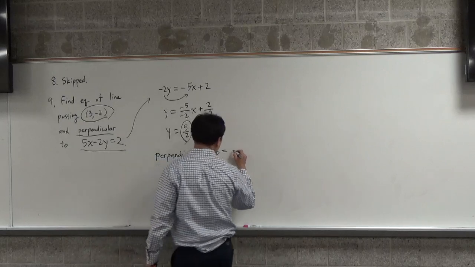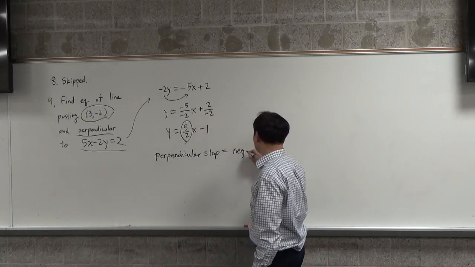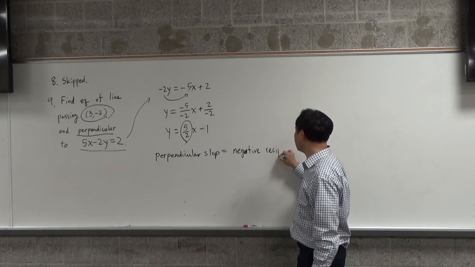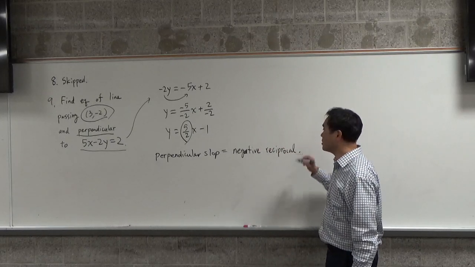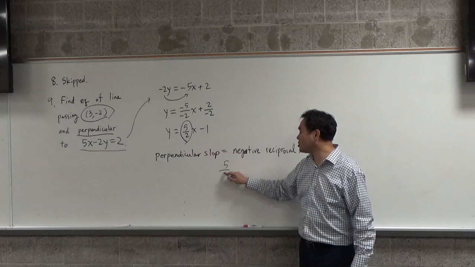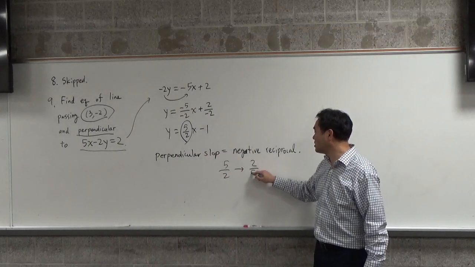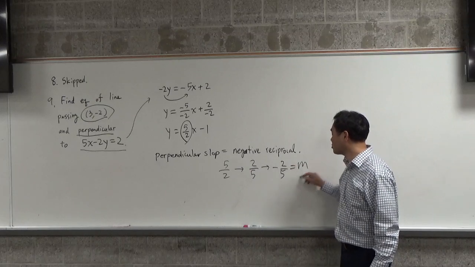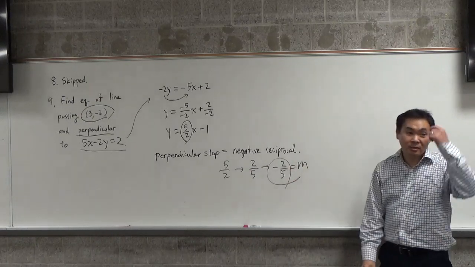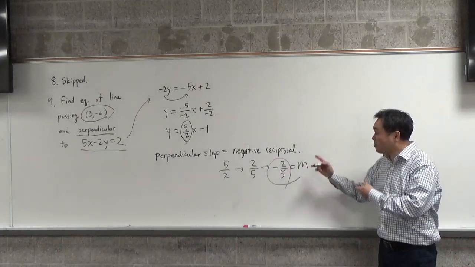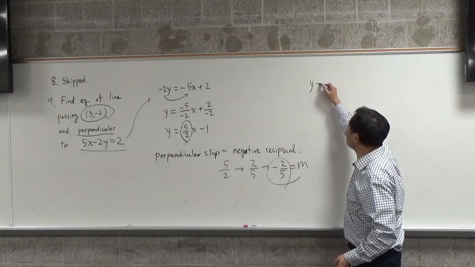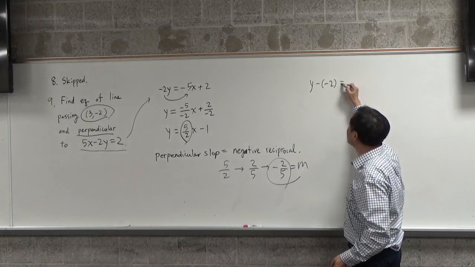So you take 5 over 2, you flip it upside down, and then you put a minus in front. That's going to be your slope m. Alright? So we have everything. We have the slope, we have the point. We just put it into the point slope form.